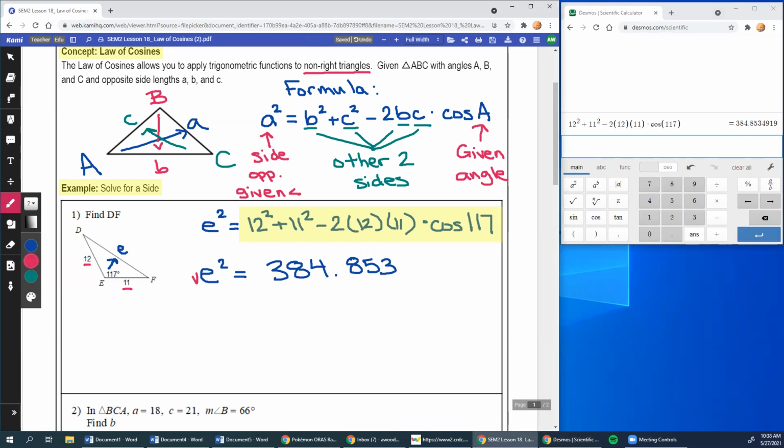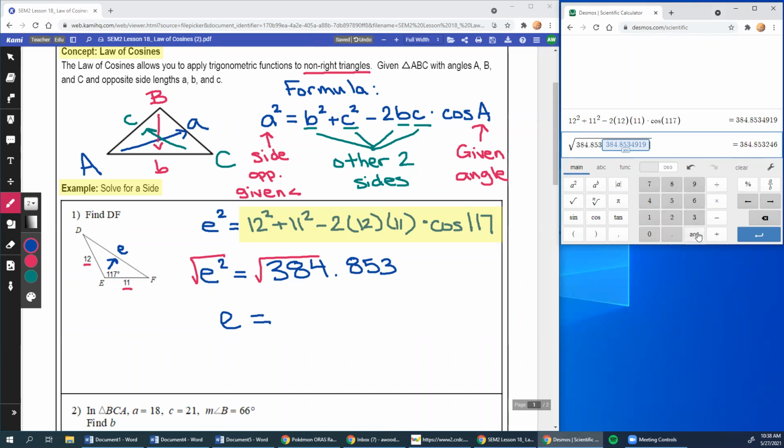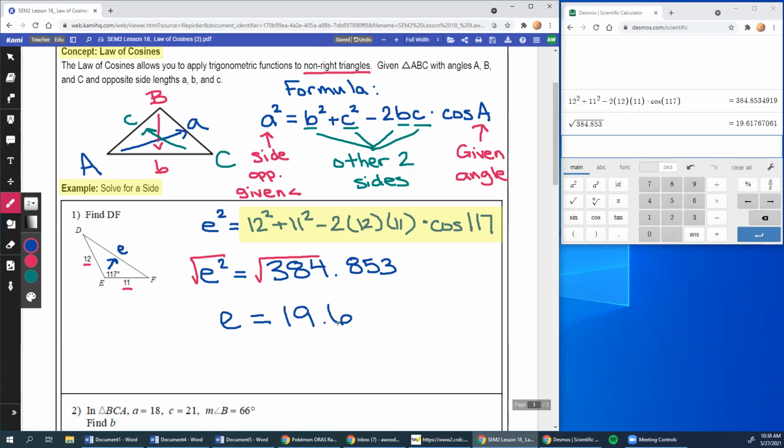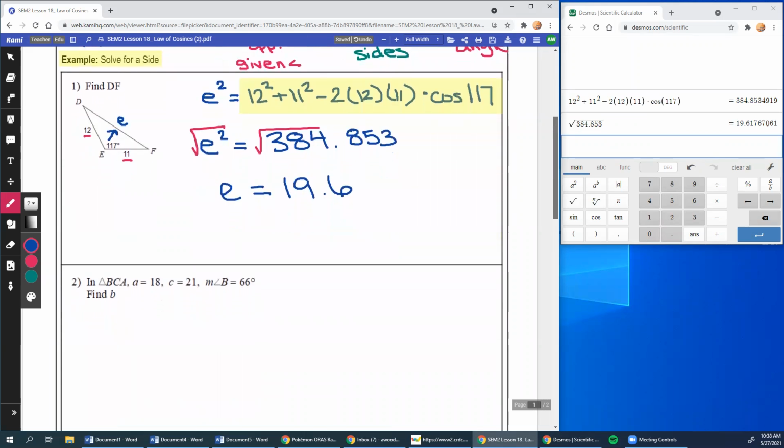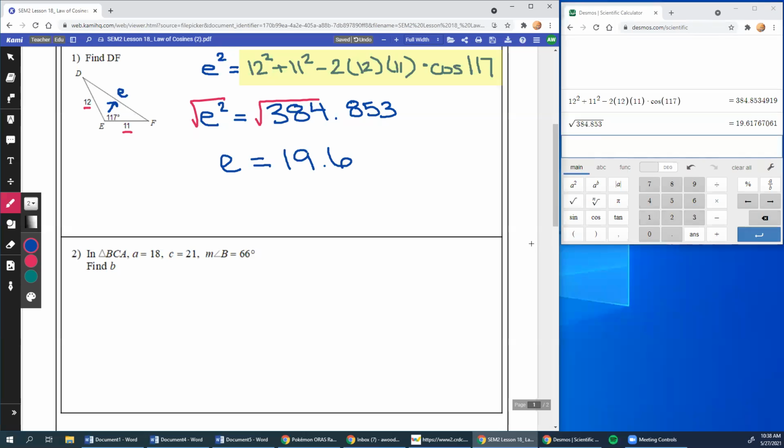Now, get e by itself, square root. So our side is square root 384.853. Oops, went a little too far there. Let me delete that out. And there we go, 19.6. And there you go. So easy, just a bunch of calculator work. The big thing you have to make sure you do is you plug everything into the correct spot.